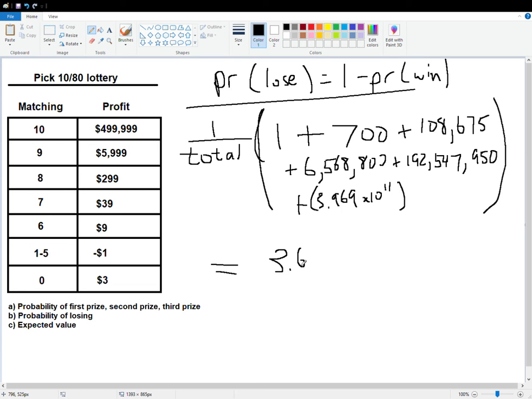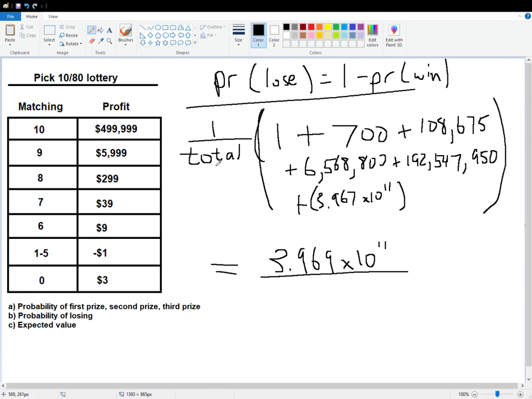3.969 times, did I mess up? Ah, yes, I did. Sorry, this is supposed to be a 7. And before, when we calculated the probability to match 0 numbers, it was also supposed to be a 7, so just change it to a 7. And this is going to be 3.969 times 10 to the 11th.